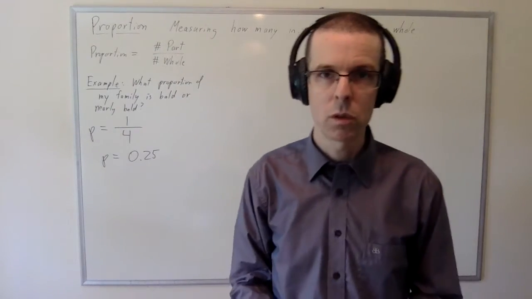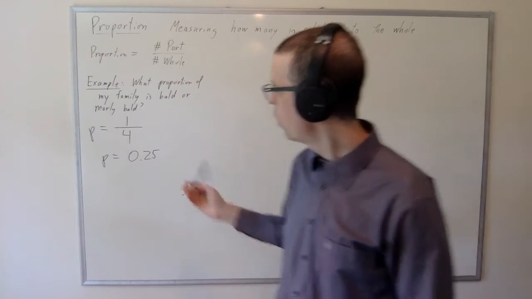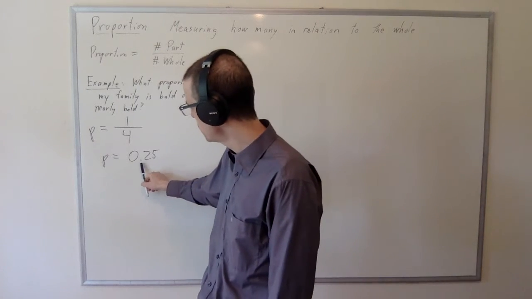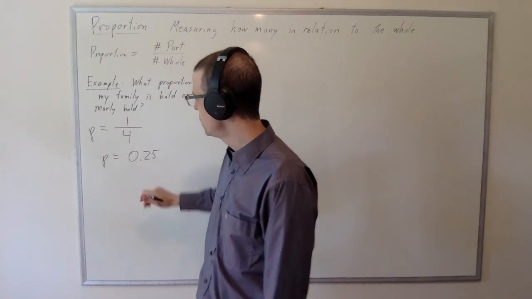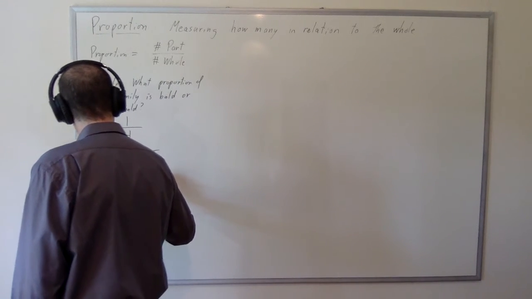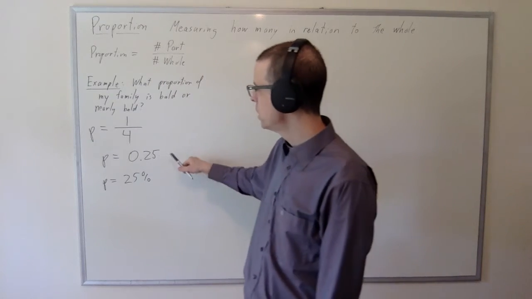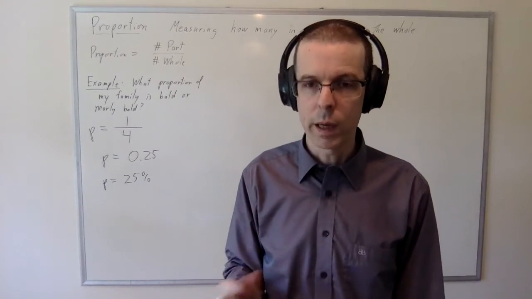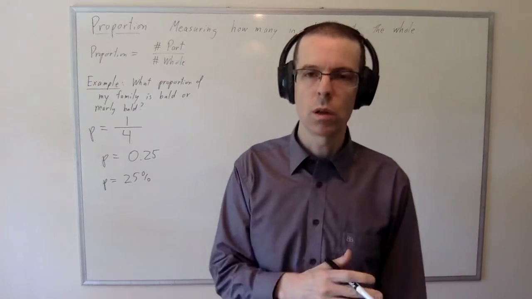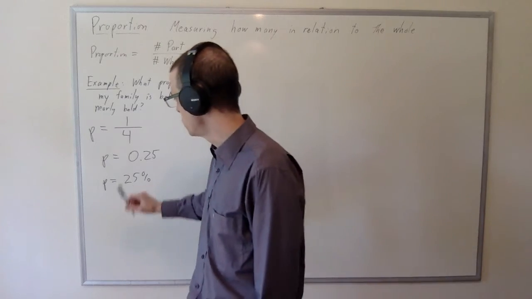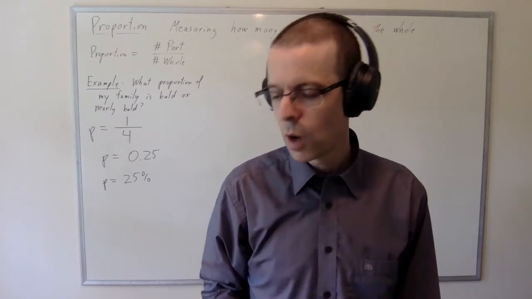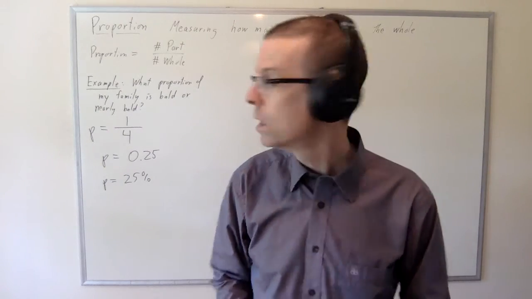Now, those are both correct answers to this question. We also often like to express proportions as percentages. In order to get a percentage out of this raw number here, we simply move the decimal 2 units to the right. So we say P equals 25%. The truth of the matter is a proportion always lies between 0 and 1. It can't be greater than 1. But when it is expressed as a percentage, then it lies between 0 and 100. So we would say P equals 25%, or 25% of the people in my family are bald or nearly so. So that example is mostly for my kids.